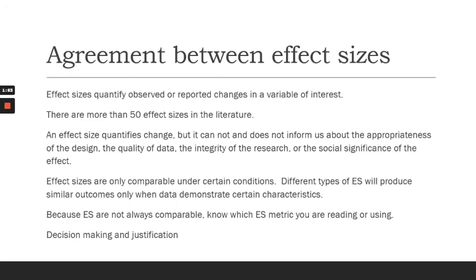Because these effect sizes are not always comparable, it's important to know which ES metric you're using, which one you're reading, and which one best fits the data for your own analyses. Decision-making and justification is an important part of what we do, and it's something that's currently a little thin or missing altogether from the professional literature.